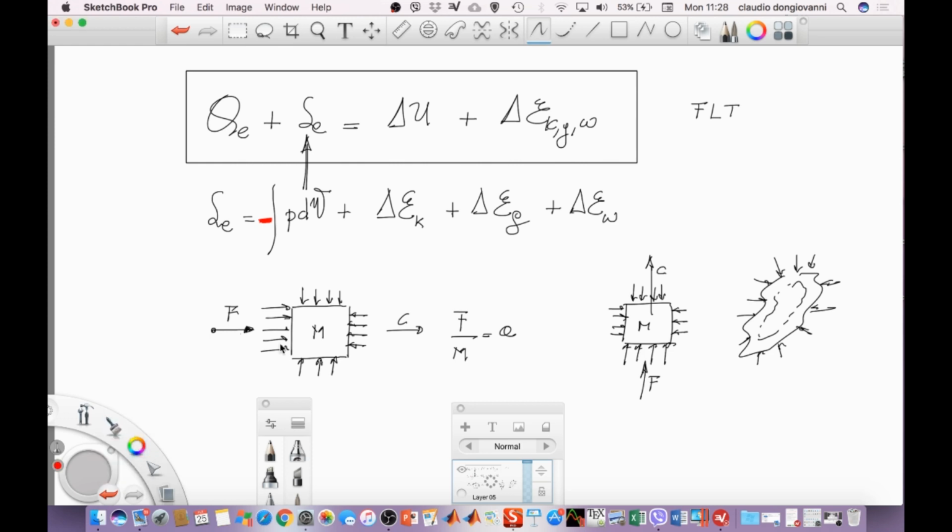Okay. We have also the effect of friction. A part of the work provided by the external forces will be used in order to move molecules one near to the other one, in order to stress our system. So we have another term here, that is the friction work.